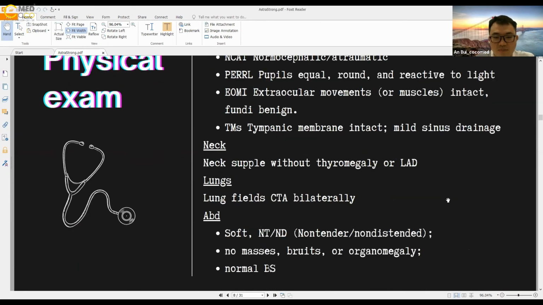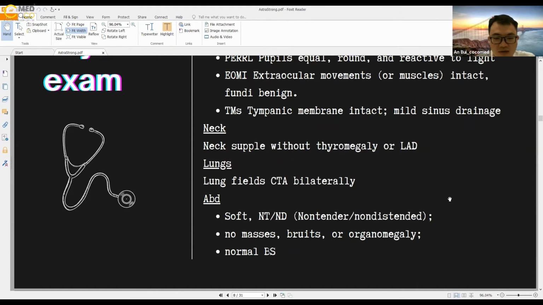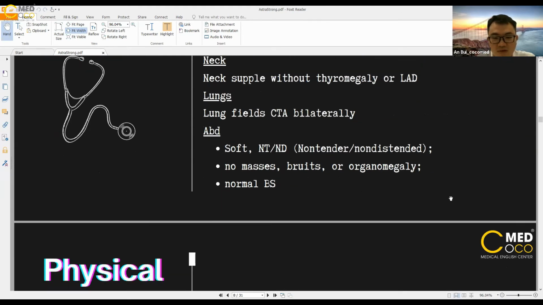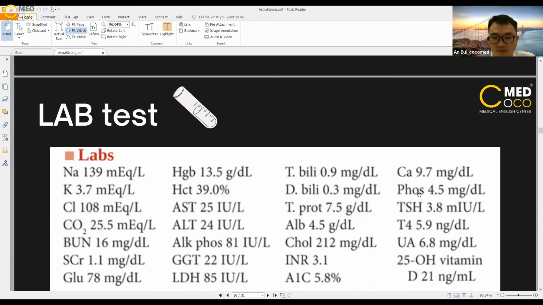The rest is pretty normal except for the mild sinus drainage. Neck normal, lungs, abdomen is normal. No clubbing, cyanosis, or edema, and normal range of motion.